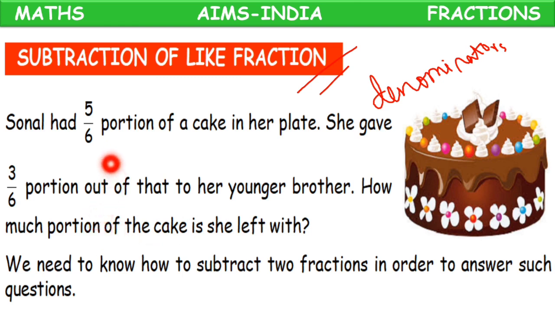What are they saying? That first Sonal had 5 by 6 portion of the cake. Yes, this cake was divided into 6 parts, and from that Sonal had 5 parts. 5 parts of cake in her plate. Now next she gave 3 by 6 portion out of that to her younger brother. Now what should you do? She gave away 3 by 6 portion to her younger brother. Now what should we do? We should find out how much portion of the cake is she left with.